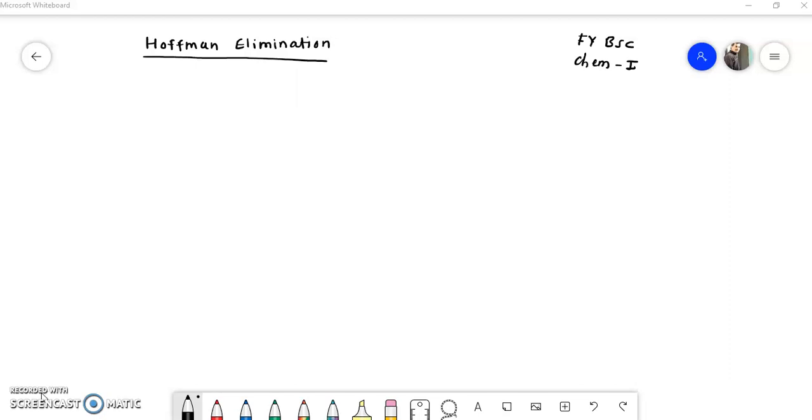Now here the Hofmann elimination is exactly the opposite of Saytzeff elimination. In Saytzeff elimination we have seen that according to Saytzeff rule the hydrogen atom is abstracted from that beta carbon which is having less number of hydrogen atoms. But here in Hofmann elimination it is the reverse. That means a beta hydrogen is abstracted from that beta carbon which is having more number of hydrogen atoms. So this is Hofmann elimination, and this Hofmann elimination is particularly observed in case of quaternary ammonium and sulfonium salt.